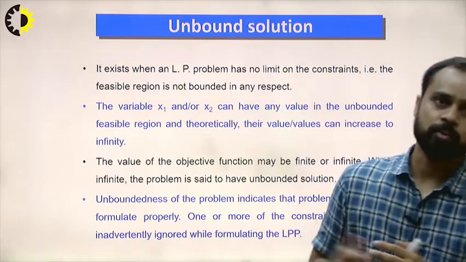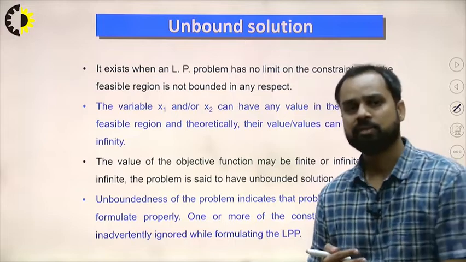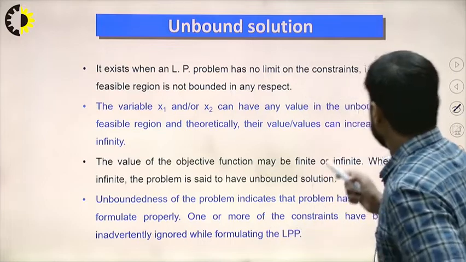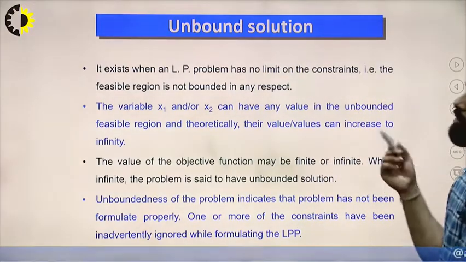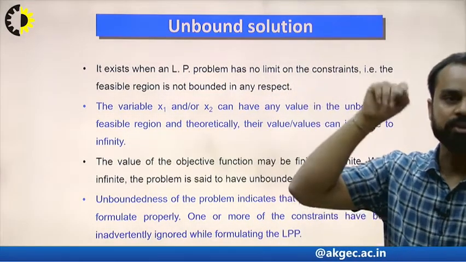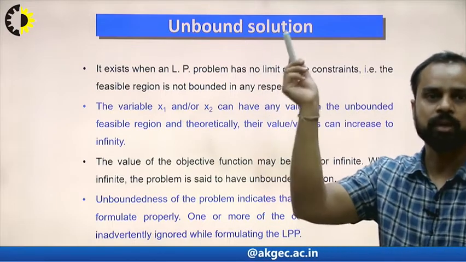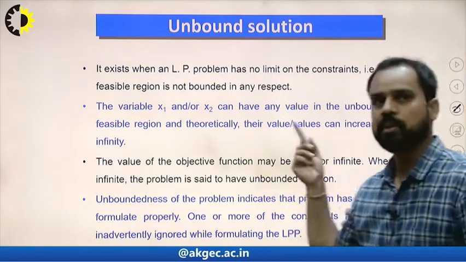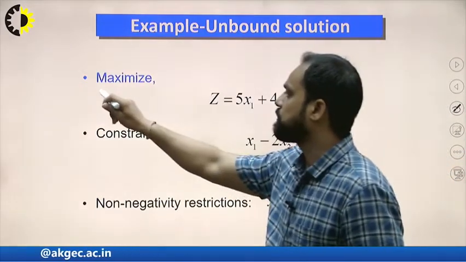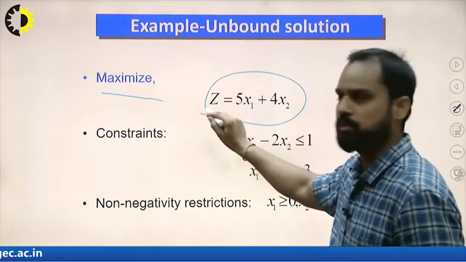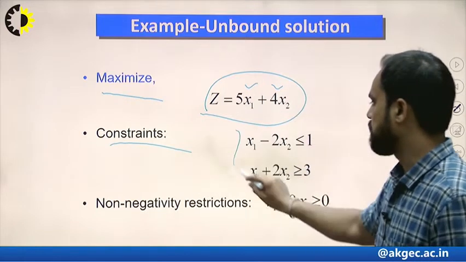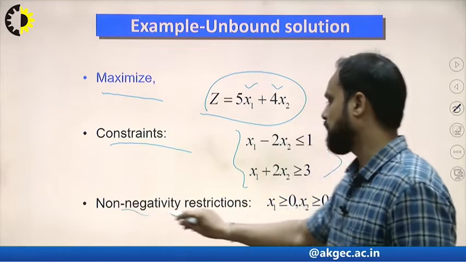So such problems generally arise when we are not considering all the constraints or resources available to us. Whoever is converting the description into mathematical form and not considering all the constraints, such a situation arises generally. Suppose a mathematical problem is given, the objective function is of maximization type, that is 5x1 plus 4x2, and it is subject to some restrictions. These are two restrictions, and the third one is the non-negativity restriction.